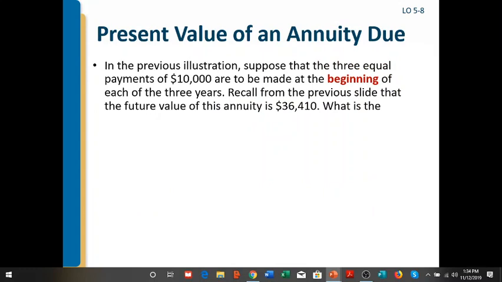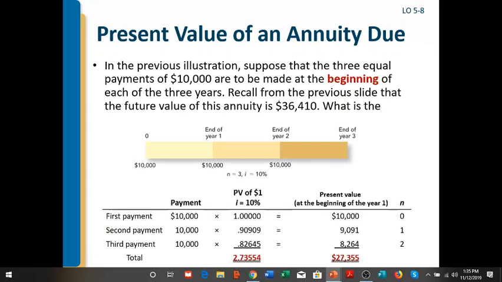And then, of course, for present value of an annuity due, the payment's just going to be made up front. So the question is, how much do I have to put in so that at the end of 3 years I have 36,410?